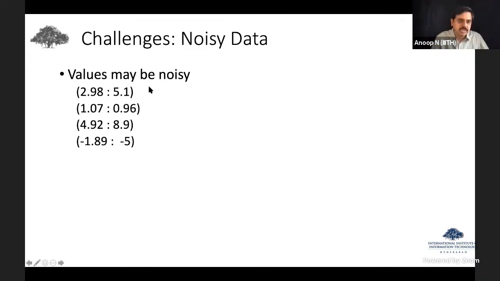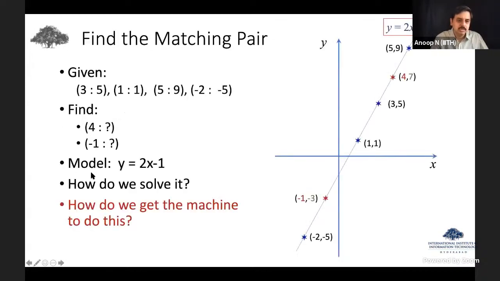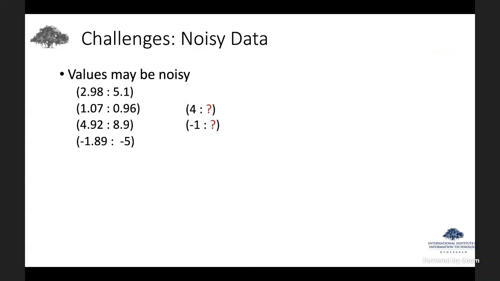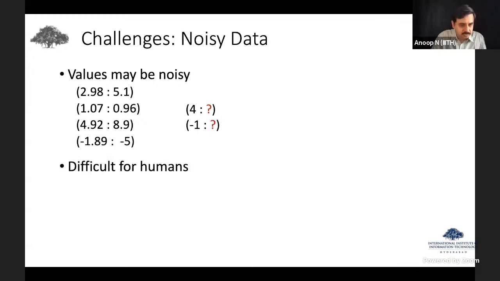If you have been given these numbers instead of the previous one, like the earlier slide, we had these numbers 3, 5, 1, 1, 5, 9 given, and you could probably guess 2x minus 1. That is possible. But if these were the numbers given, it's not so obvious to you. Okay. It's only minor changes from the previous numbers. But when the numbers are presented in this manner, it may not look so easy. And the same question being asked, what is 4 corresponding to and -1 corresponding to? May not be so easy to answer. Okay. So it becomes more difficult for human beings.